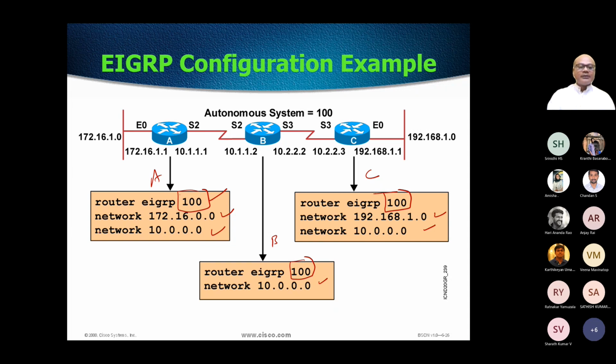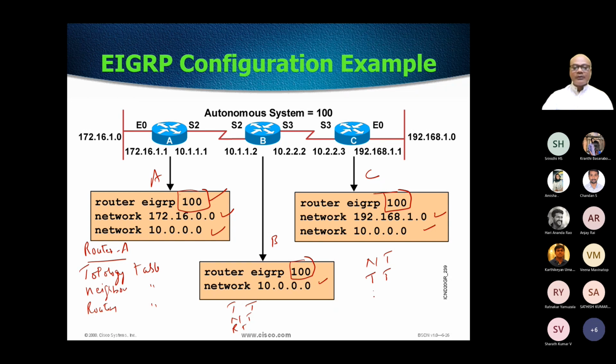Which tables do they maintain in your router A? First thing, they are going to maintain your topology table, then the neighbor table, guys. Neighbor table and a routing table. Same thing here: your topology table, your neighbor table, and your routing table. Same thing here, it will form your neighbor table, your topology table, and your routing table.